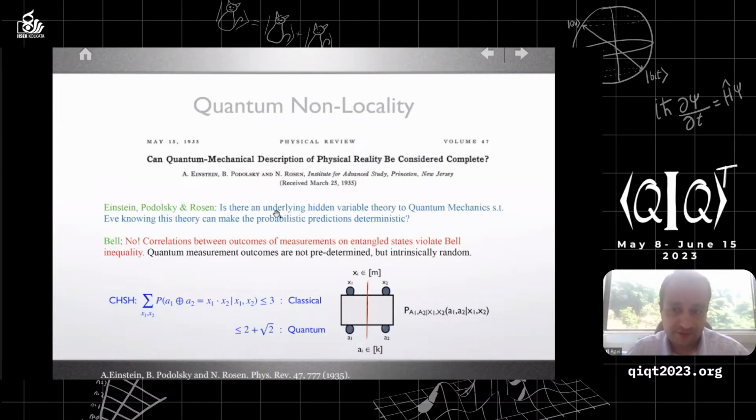And this device-independent paradigm works under the idea of quantum non-locality, which, as hopefully all of you know, is the idea that correlations between outcomes of measurements on entangled states violate Bell inequalities. There is a loophole-free test, which won the Nobel Prize last year. It essentially tells us that quantum measurement outcomes are not predetermined. They have some intrinsic randomness, and we can hope to exploit this feature of quantum mechanics to extract purely random bits.